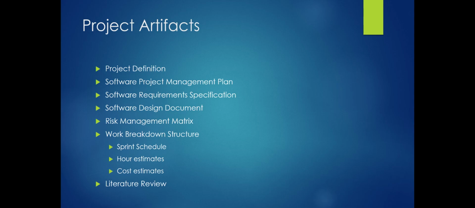Finally, for this project, I developed a series of artifacts: the project definition, the software project management plan, the software requirement specifications, the software design document, the risk management matrix, the work breakdown structure, which contains a sprint schedule, hour estimates, and cost estimates, all within the work breakdown structure document, and then finally performed a literature review where I reviewed all of the documentation that I read basically to get to this point in my design.